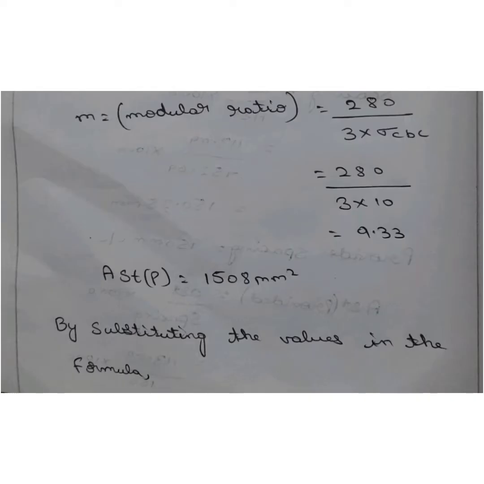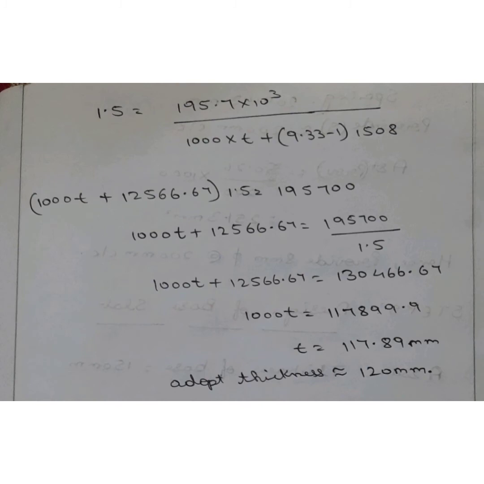And modular ratio formula equals 280 by 3 into sigma CBC. By calculating, modular ratio m equals 9.33. AST provided value already calculated equals 1508 mm square. Now by substituting these values in the tensile stress formula, we got thickness value 117.89 mm after calculation, and I adopted thickness small t equals 120 mm.